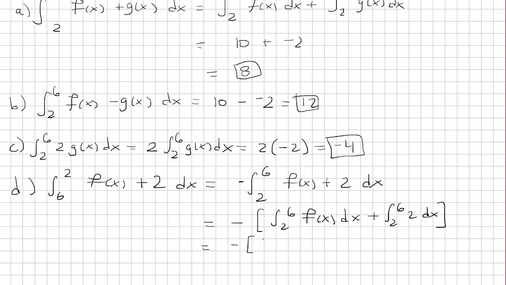So the integral from 2 to 6 of f of x dx, that was given to us as 10. But now the integral from 2 to 6 of 2, that's just taking the function y equals 2 and then finding the area from 2 to 6. That's this thing right here. This is a rectangle, base 4, height 2. So that's going to give me 8. And so the final answer is -18.